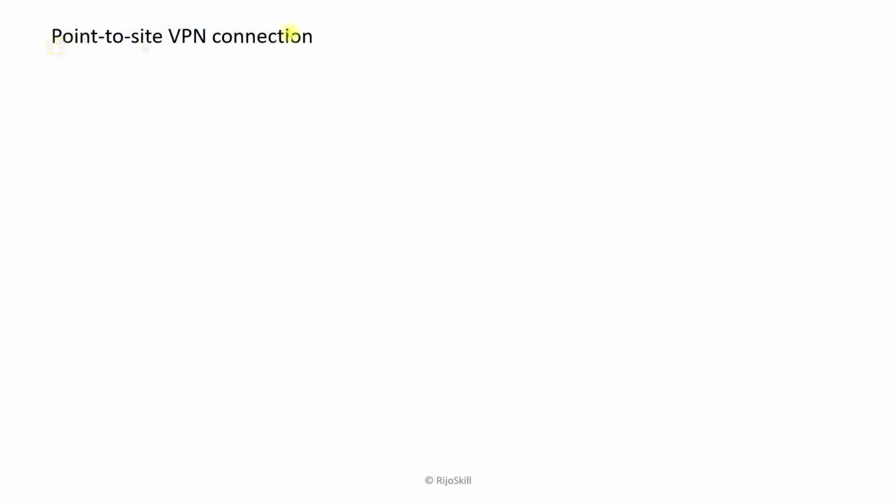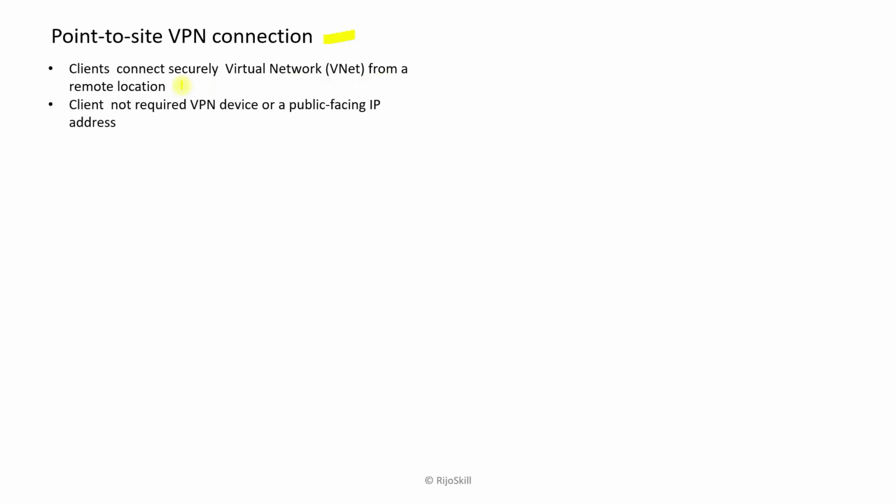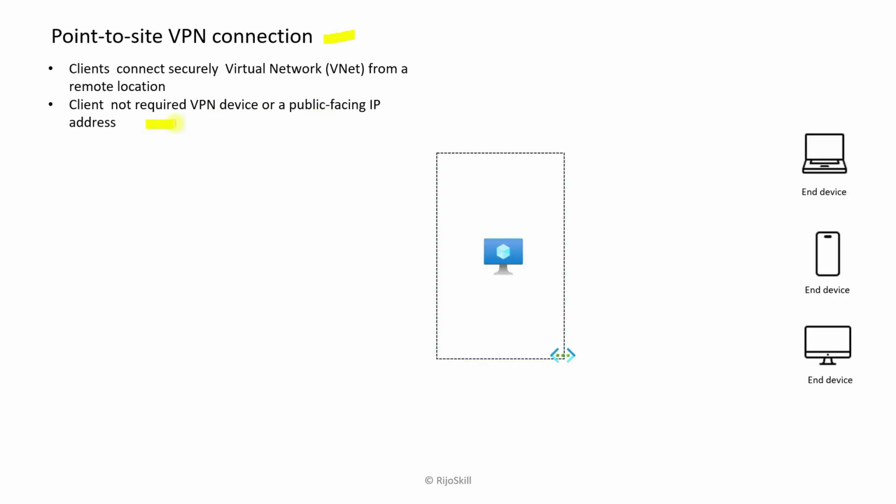So this one is the Point-to-Site VPN connection. We will give you some introduction to what a Point-to-Site VPN connection is. A Point-to-Site VPN connection means the client connects securely to your virtual network from a remote location, and the client does not need a VPN device or a public-facing IP address. So we will show you the demo.